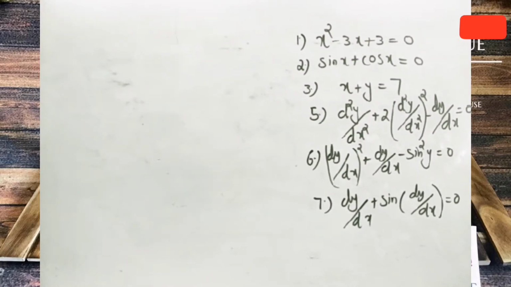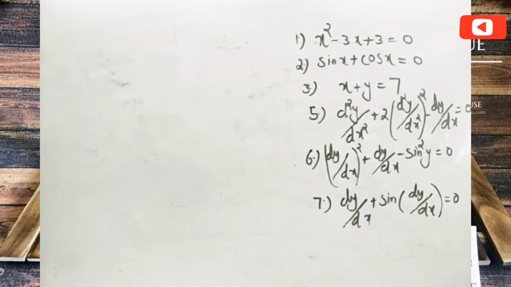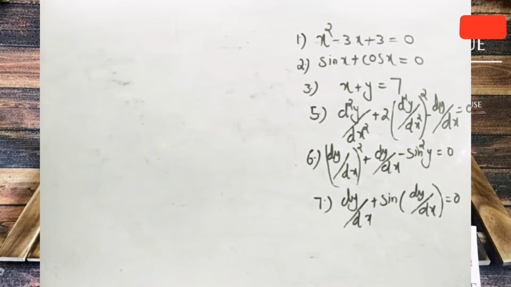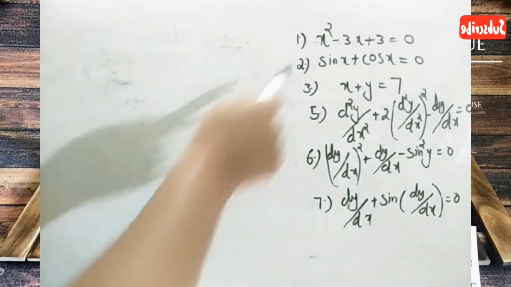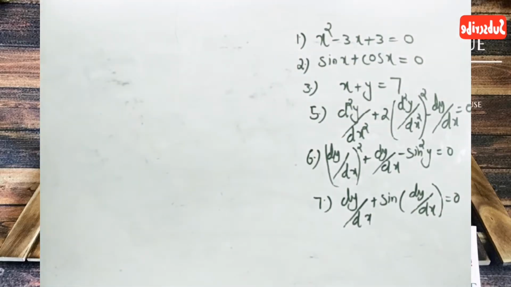Today we are going to discuss differential equations, 9th chapter of 12th standard. We are familiar with equations of the type x square minus 3x plus 3 equal to 0.